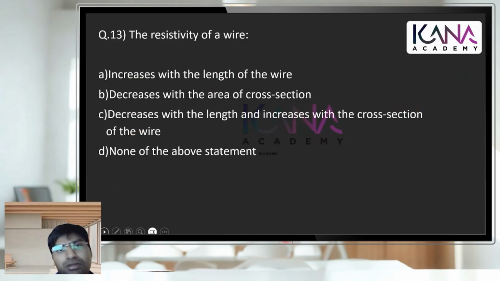Resistivity of the wire. Usually, resistivity does not depend on the dimension. So resistivity does not depend on the dimension. Increases with the length of the wire? No. Decreases with the length and increases with the cross section? No. So it's none of the above statements. So as I said before, it's not dependent on geometry.